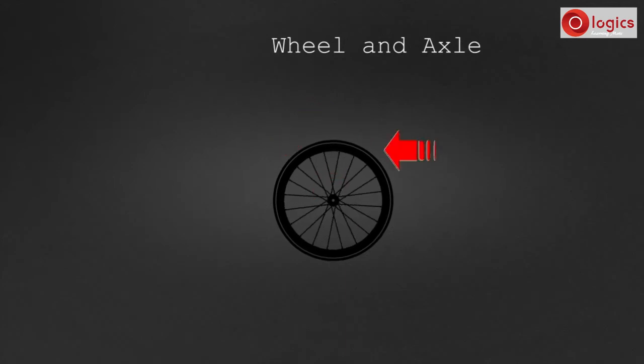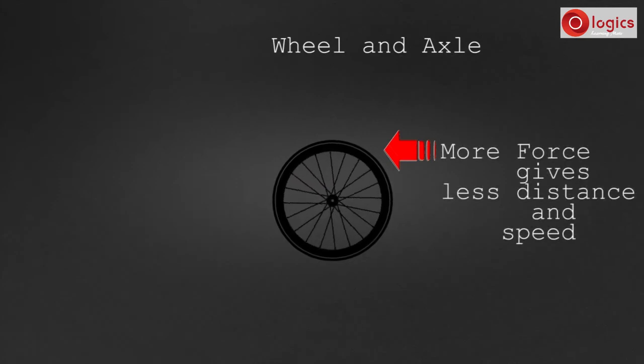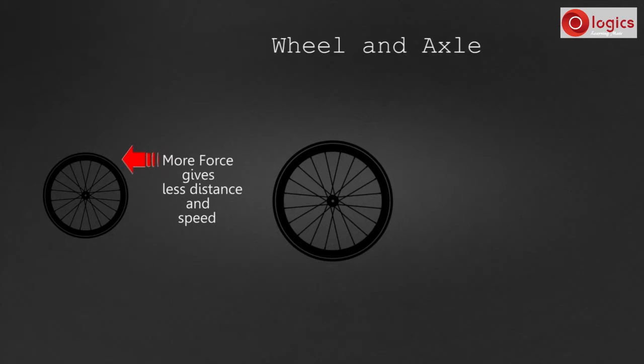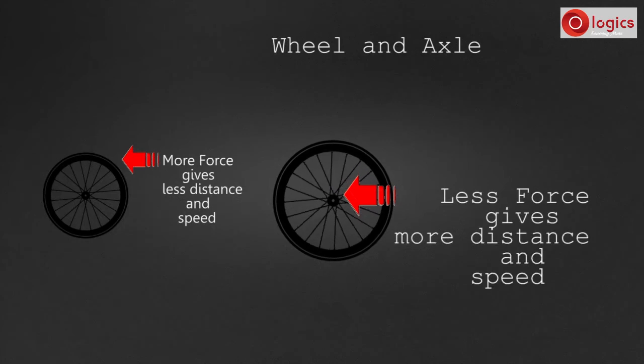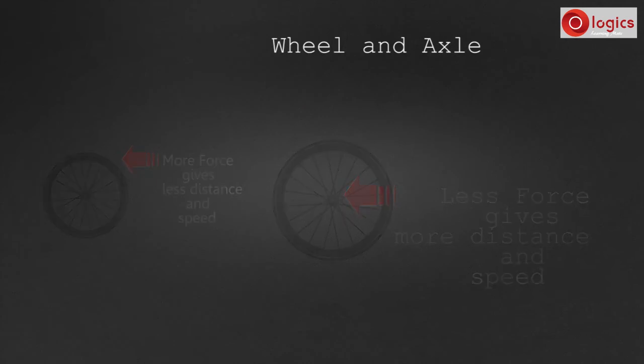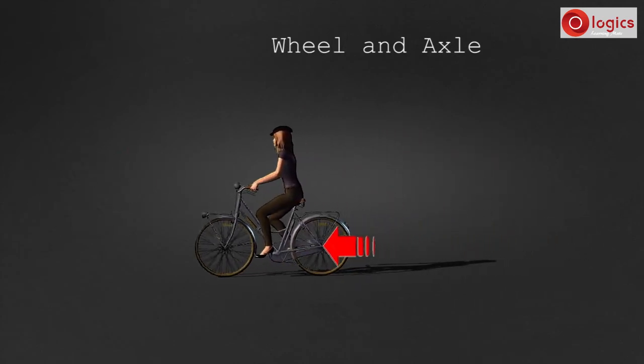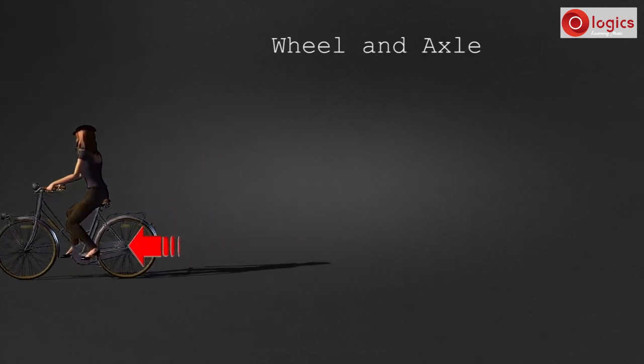Here I apply the force to the wheel. Observe what happens. More force gives less distance and speed. Now apply the force to the axle. Observe what happens. Less force gives more distance and speed. Observe your bicycle. Force is applied to the axle, not to the wheel.